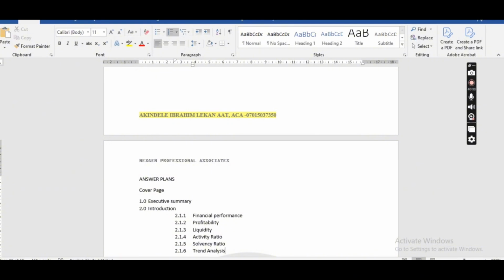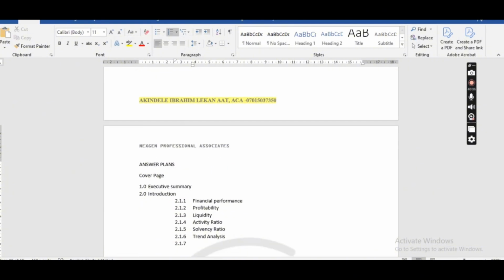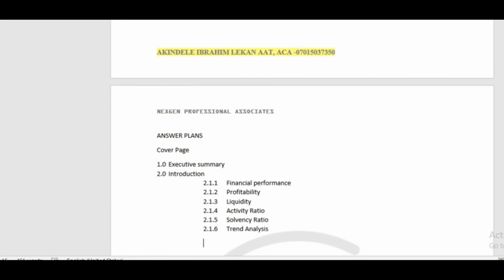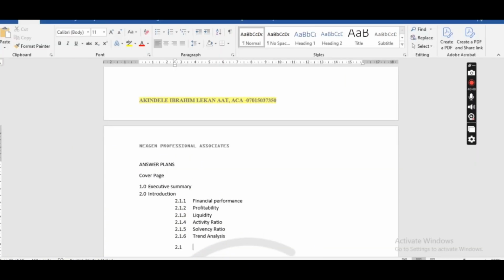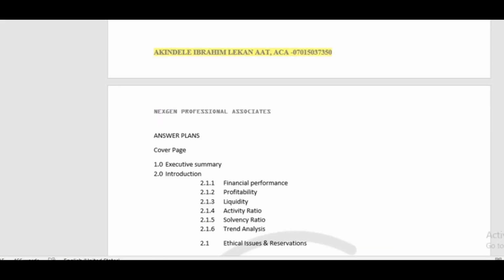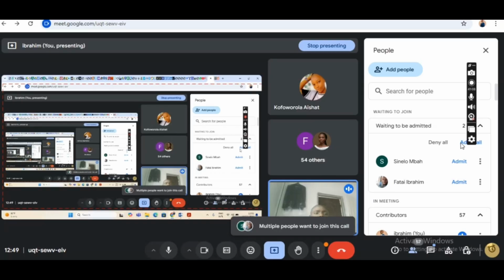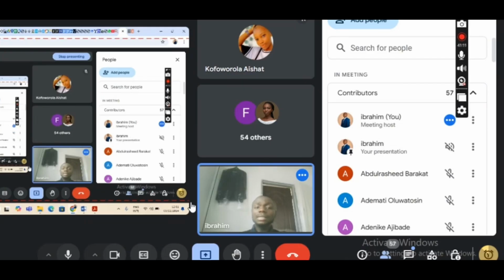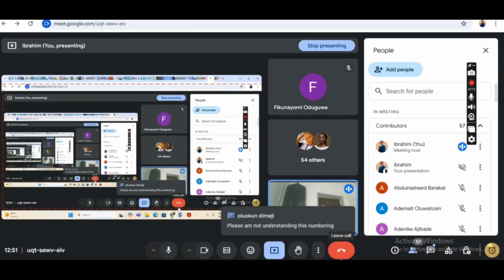Now, this is what you need to do under the financial performance. After that, when you are done with this, the next thing you should do is include your issues and reservations. So you can put this as 2.1, ethical issues and reservations. What are ethical issues? Those are things that follow the guidelines, that follow the company policy. One, is it in line with IAS 1?